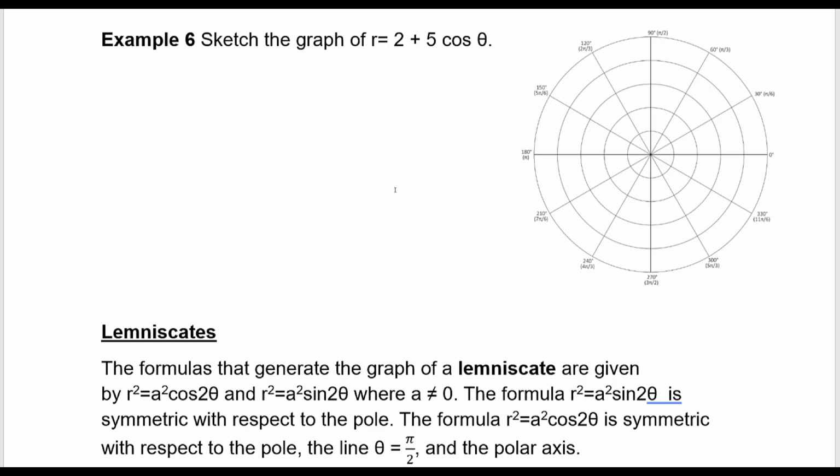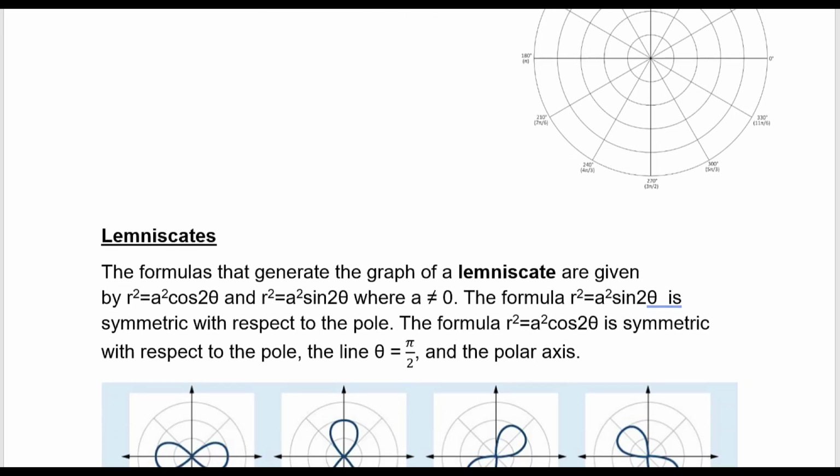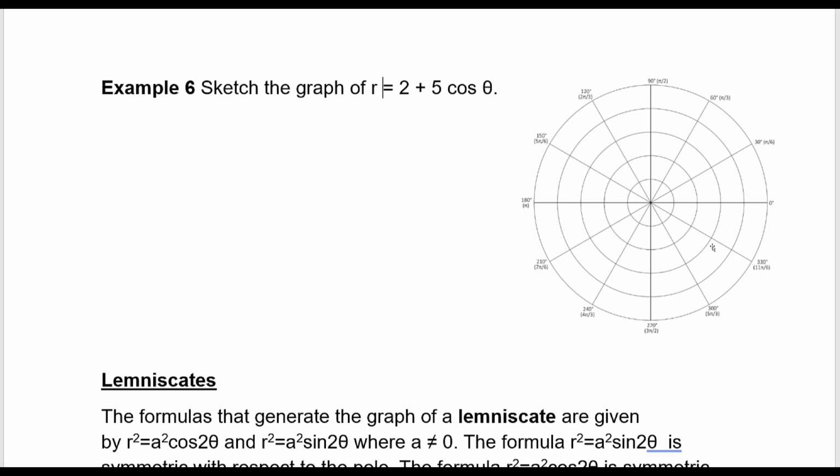So now we're going to sketch the graph of r equals 2 plus 5 cosine theta. Like we saw in the previous video if you watched that one, the biggest cosine can be is +1. 5 times 1 is 5, plus 2 is 7. So we're going to be going out to 7. So let's take a look at this graph.